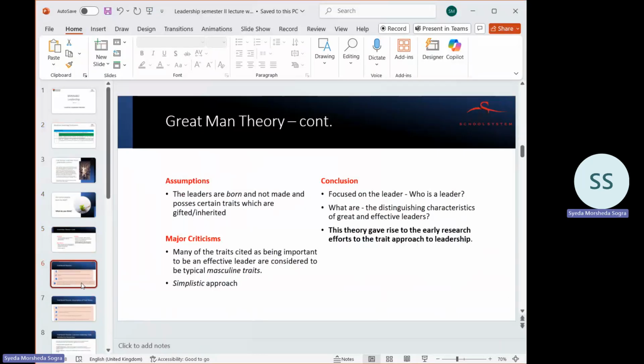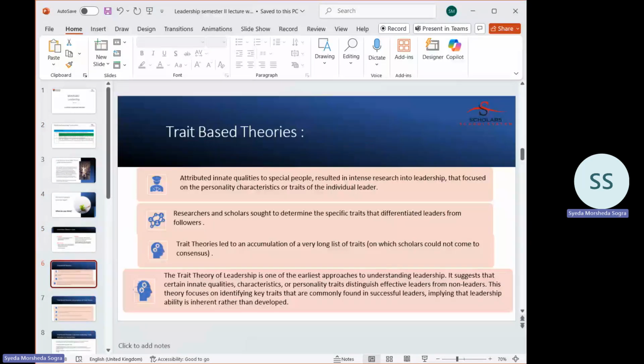If you look into trait-based theories, their development was in the 20th century, when researchers began to ask what specific traits make a good leader. They focused on personality and characteristics that distinguish leaders from others. While researchers could not agree on a single list, this study laid the ground for understanding leadership as a combination of personal attributes, not just destiny.